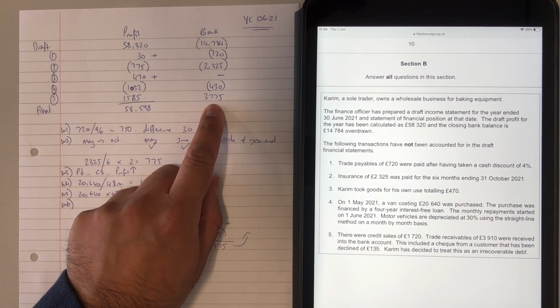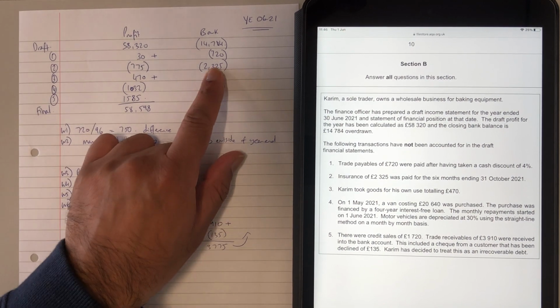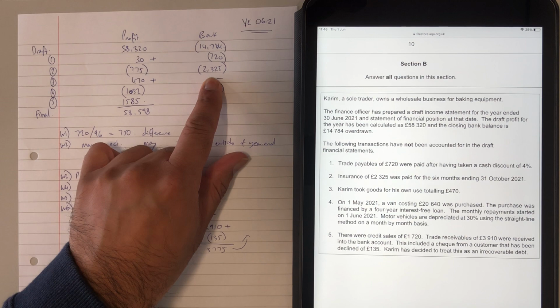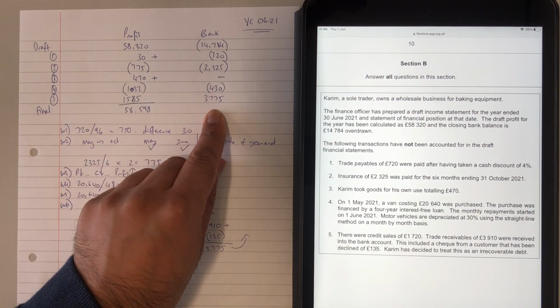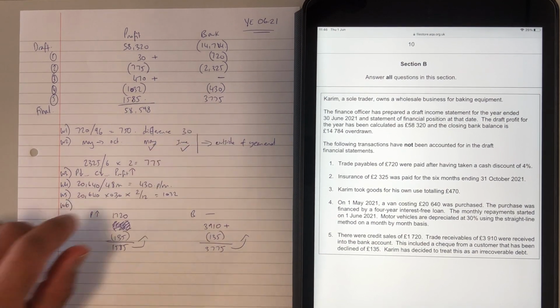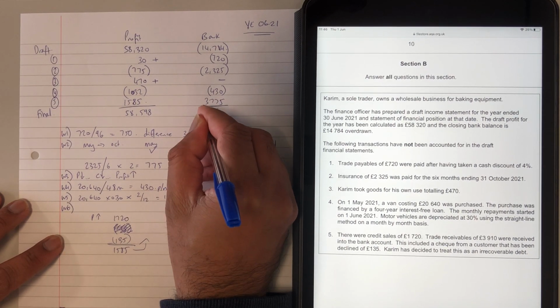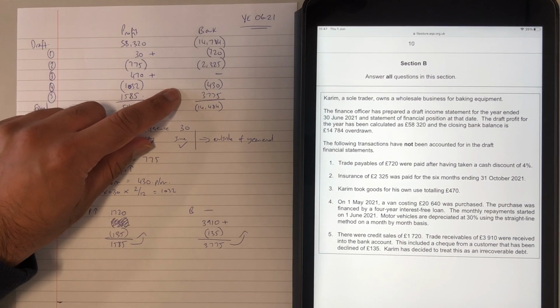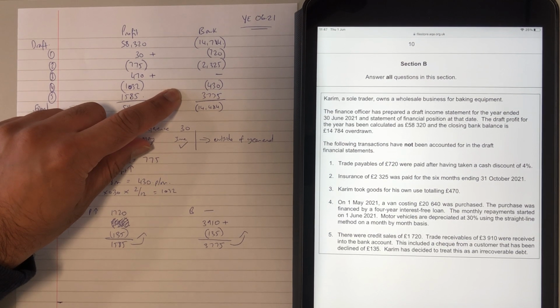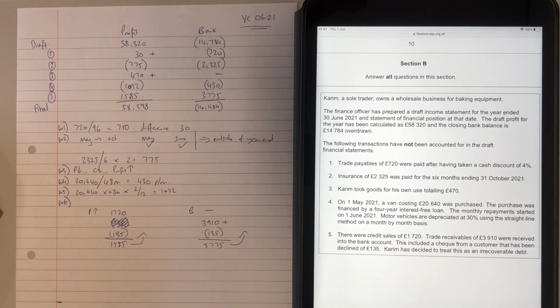The next one is negative 14784, negative, minus 720 minus 2325 minus 430 plus 3775, and I have minus 14484, and I'm going to double check that again. Okay, and that's come up the same figure.